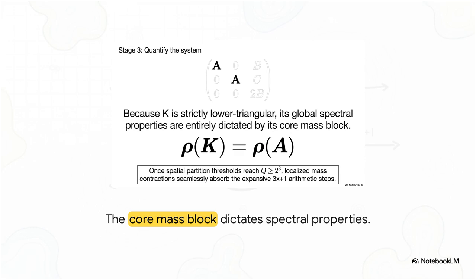Because matrix K is strictly lower triangular, its global spectral properties are completely dictated by that top left core mass block, block A. The math simplifies in such an elegant way here. It means that once our spatial partition thresholds hit our set limit, the localized mass contractions seamlessly absorb those wildly expansive 3x plus 1 arithmetic steps.